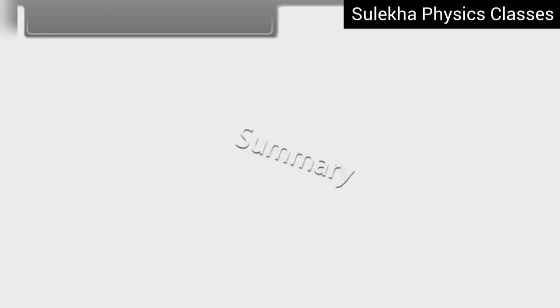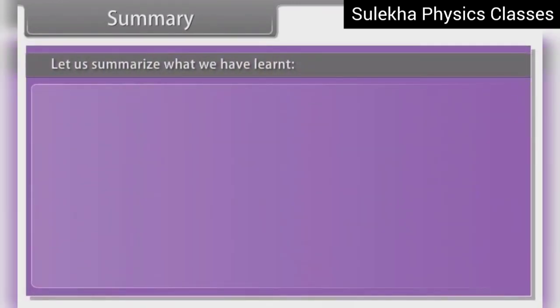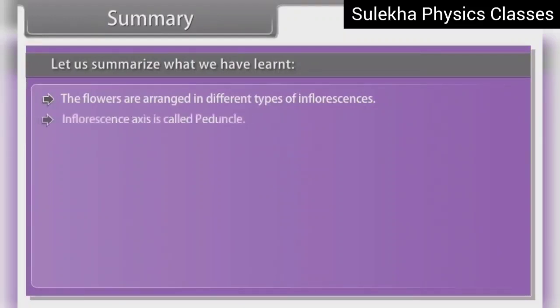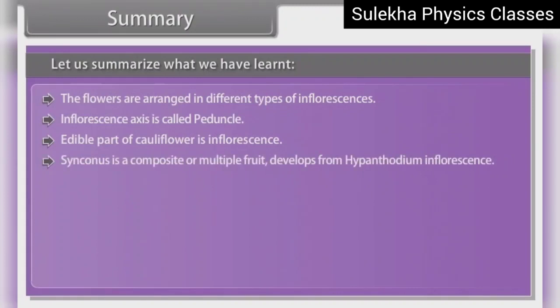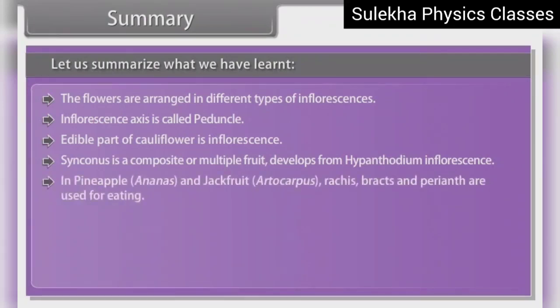Summary. Let us summarize what we have learned. The flowers are arranged in different types of inflorescences. Inflorescence axis is called peduncle. Edible part of cauliflower is inflorescence. Syconus is a composite or multiple fruit, develops from Hypanthodium inflorescence. In pineapple, ananas, and jackfruit, artocarpus, rachis, bracts, and perianth are used for eating.